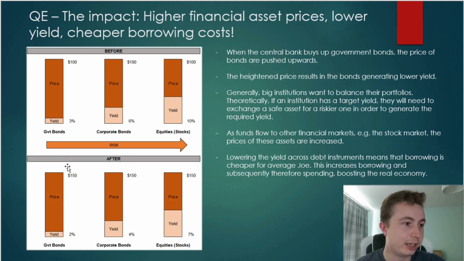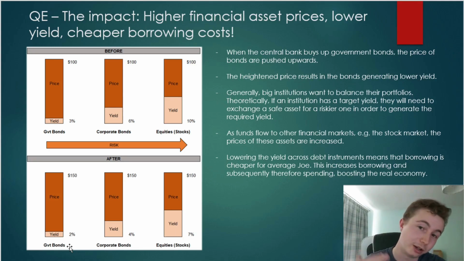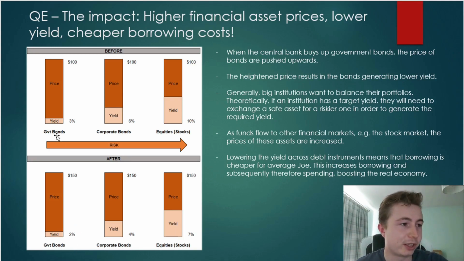And so we see, well, okay, if the price goes up, what's the impact of that? Well, the yield is going to go down because these bonds might be fixed rate 1% per annum bonds. That 1% on a higher price is going to be a lower yield. So that's why we see the yield fall from 3 to 2. So let's have a think about some further implications then.